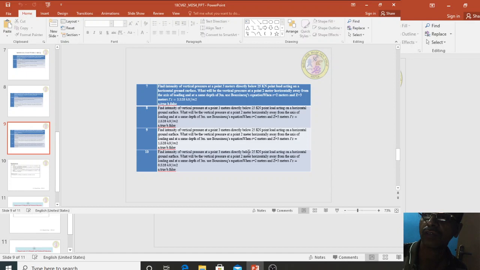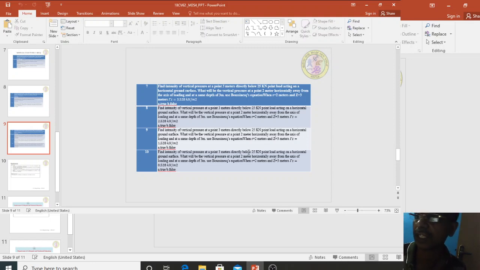Question number 8. Find the intensity of vertical pressure at a point 3 meter directly below a 25 kilonewton point load acting on a horizontal ground surface. What will be the vertical pressure at a point 2 meter horizontally away from the axis of loading and at a point 3 meter below it? Again it is 2.5 kN per meter square. It is false. So the answer is B.